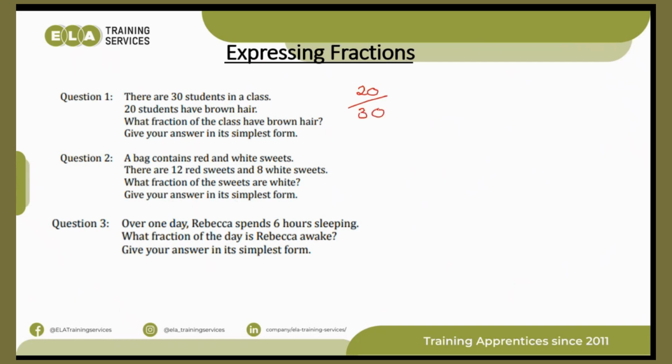And we want to get this fraction down to the smallest it can possibly be. So 20 and 30 both end in 0, so we can divide by 10, which then leaves us with 2 over 3. And we've got our fraction.